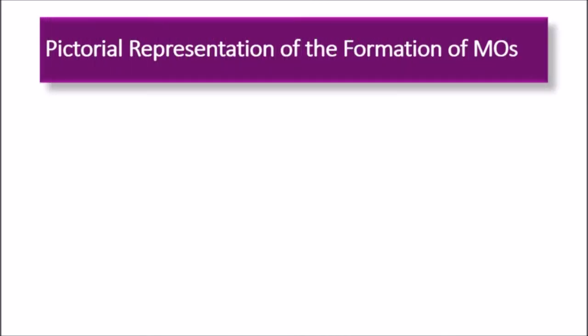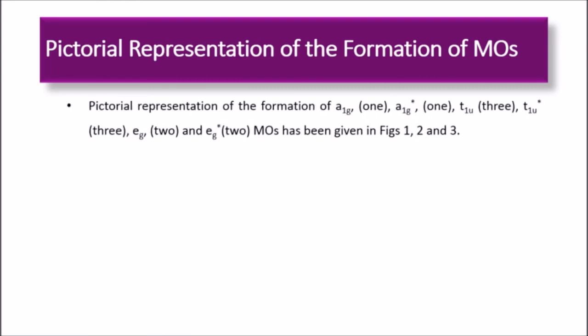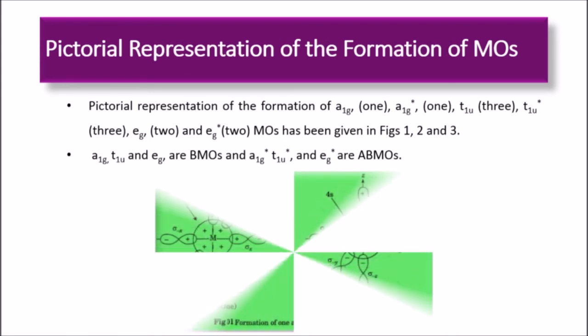Now let's learn the pictorial representation of these metal ion valence orbitals and the p sigma orbitals of the ligands with each other. Pictorial representation of the formation of A1g, A1g star, T1u3, T1u star 3, Eg2 and Eg star 2 molecular orbitals is given in figures 1, 2 and 3. A1g, T1u and Eg are BMOs; A1g star, T1u star and Eg star are ABMOs.